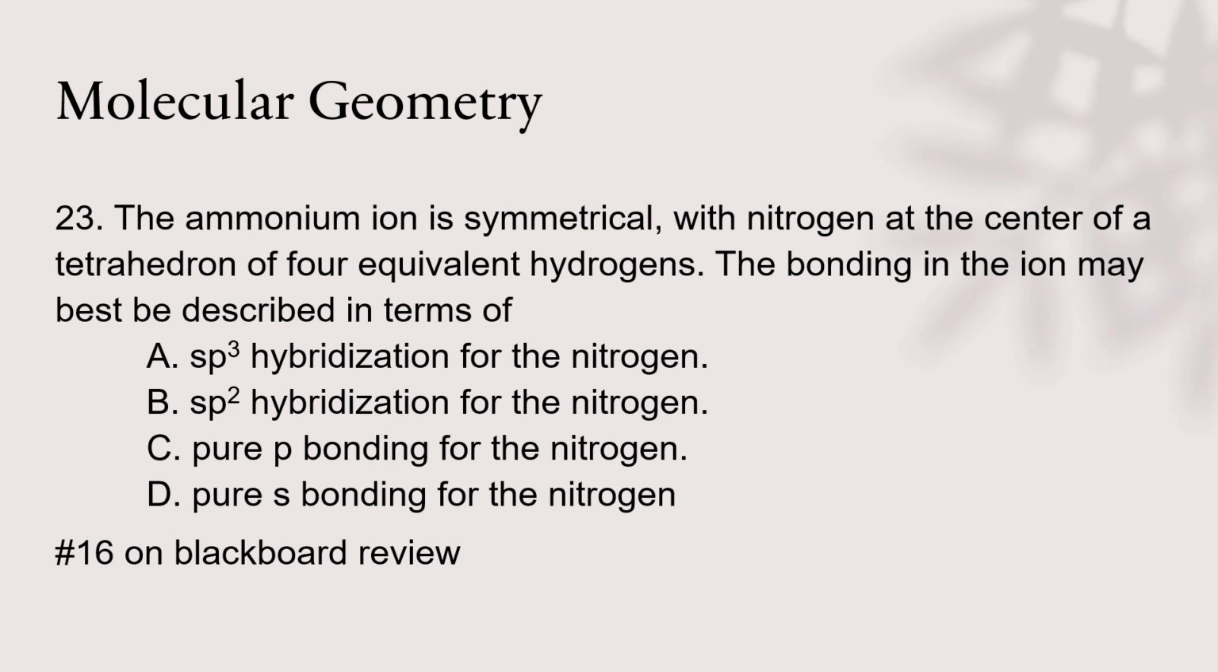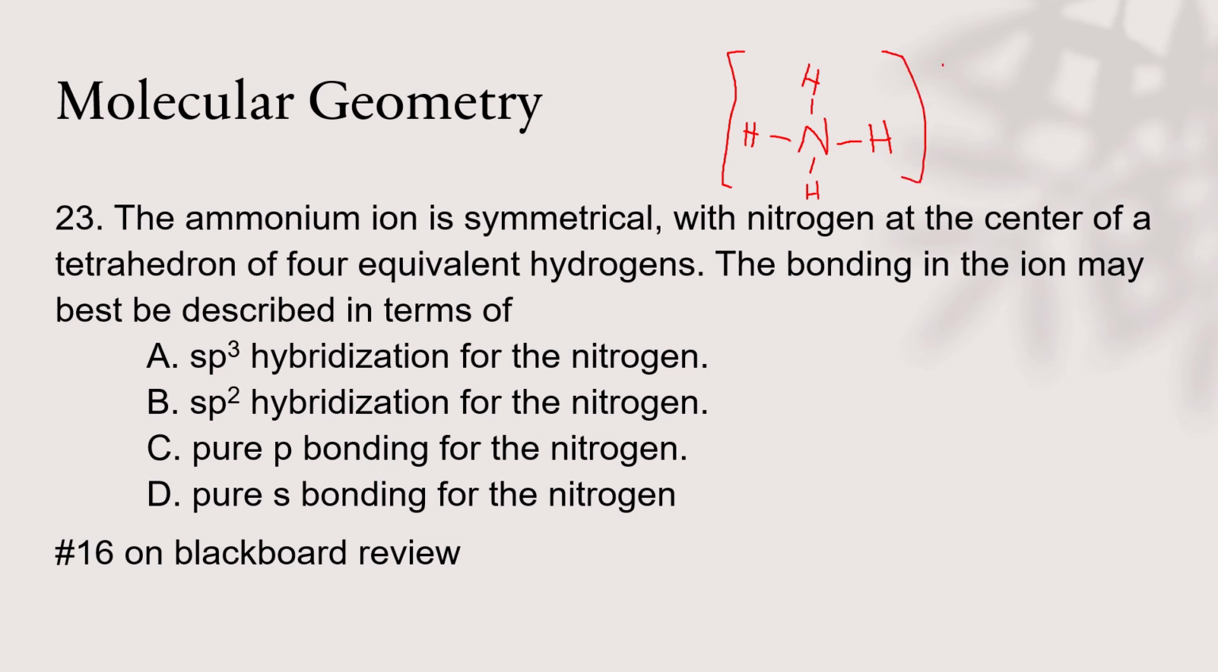So number 23, it's saying the ammonium ion is symmetrical. If you remember the ammonium ion, ammonium being NH4 polyatomic, it is nitrogen at the center, it's even telling you, and it's a tetrahedron, meaning it's tetrahedral in shape with 4 equivalent hydrogens. So the bonding of this ion can best be described how? Okay, so they're talking about the bonding around the nitrogen atom itself. Nitrogen's the central atom, and they're asking what type of hybridization is going to be around that atom.